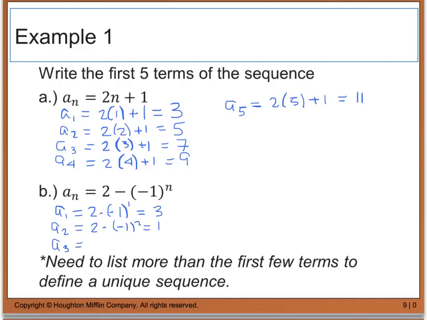A sub 3 is equal to 2 minus a negative 1 to the third, which is going to keep that a negative, so 2 minus a negative 1 is really going to give us 3. A sub 4 is equal to 2 minus a negative 1 to the fourth, which is going to give us 1. And a sub 5 is equal to 2 minus a negative 1 to the fifth, which is going to keep that 1 negative, which is going to give us 3.